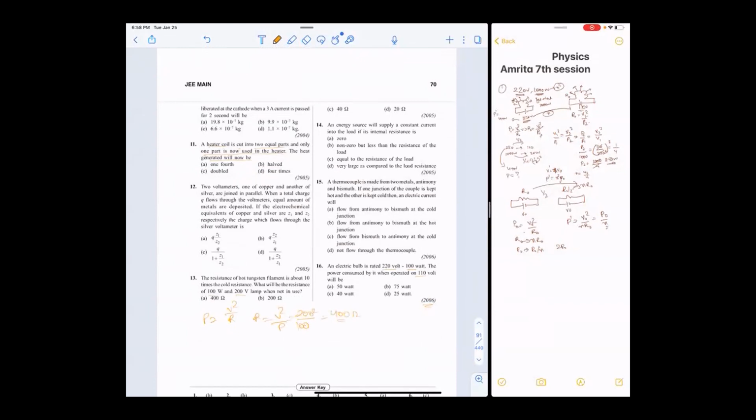Am I right? But he said the resistance of the hot filament is 10 times the cold. He's asking when not in use. So when not in use, that R naught, when it is cold, is 400 by 10, which is 40 ohms.